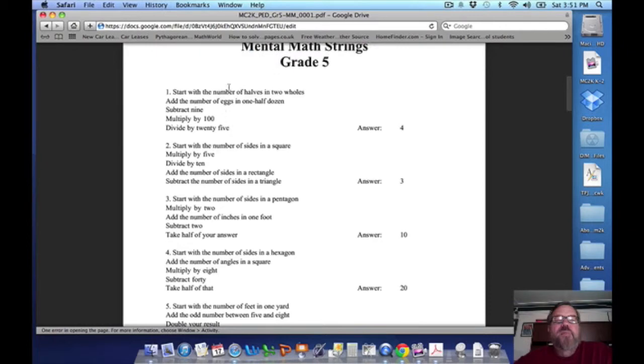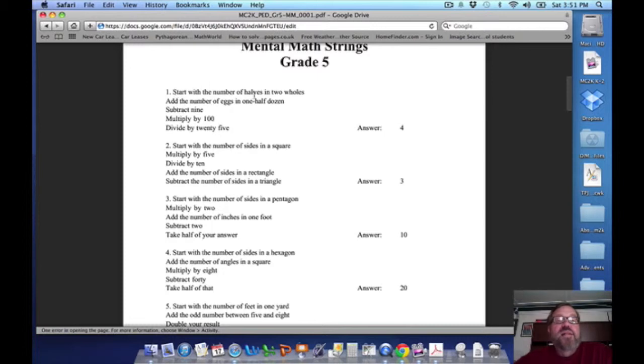And what you want to do to make this a success, before you actually read these commands to your kids, preview. So ask kids, how many halves are in 1 whole? How many halves are in 2 wholes? How many halves are in 3 wholes? How many eggs are in 1 dozen? How about 2 dozen? How about a half a dozen? How about 2.5 dozen? What's the rule for multiplying by 100? Or in this case, multiplying by 1. And what do we mean by divide by 25? What's 75 divided by 25? And so by previewing, you'll have more kids be successful.